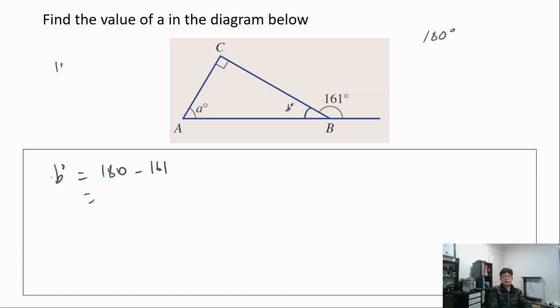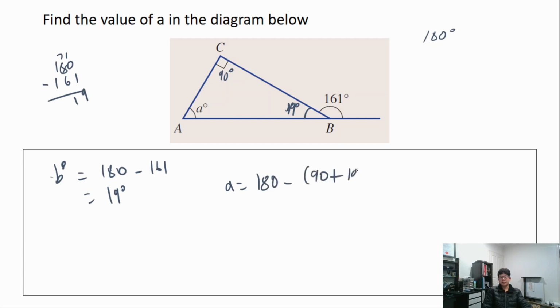Let's do that up here. 180 minus 161. 10 minus 1 is 9. 7 minus 6 is 1. That gives you 19 degrees. So we know B is 19 degrees here. Now to find angle A, we can do that now because we have the total angle of the other 2. That's a right angle, so that's 90 degrees. A is going to equal 180 minus 90 plus 19. And 90 plus 19, that gives you 109. So A equals 180 minus 109.